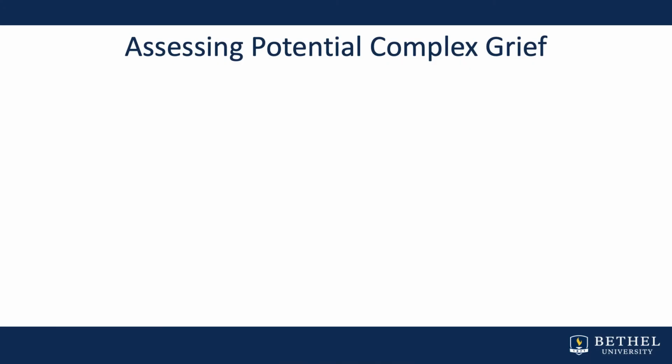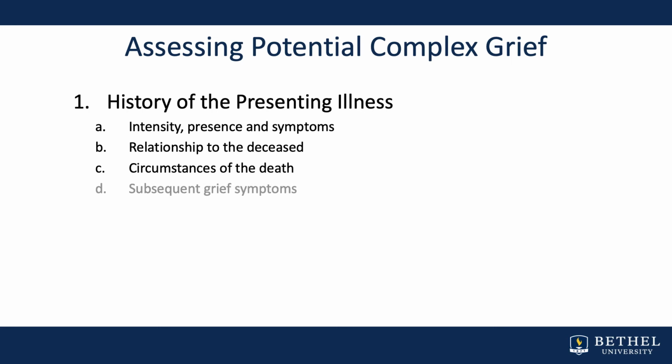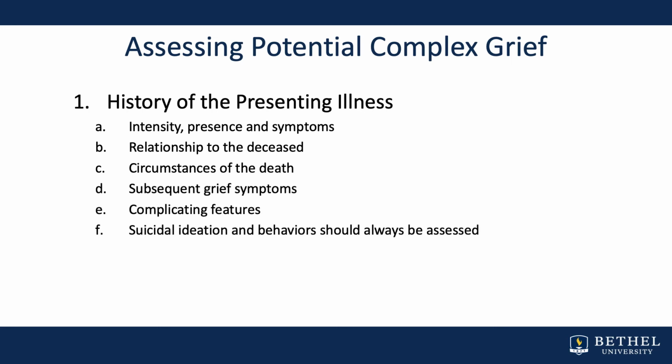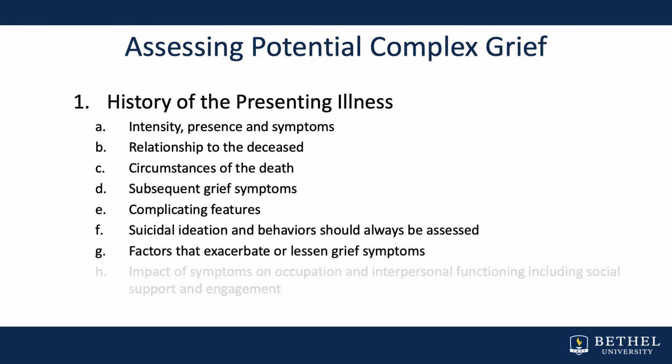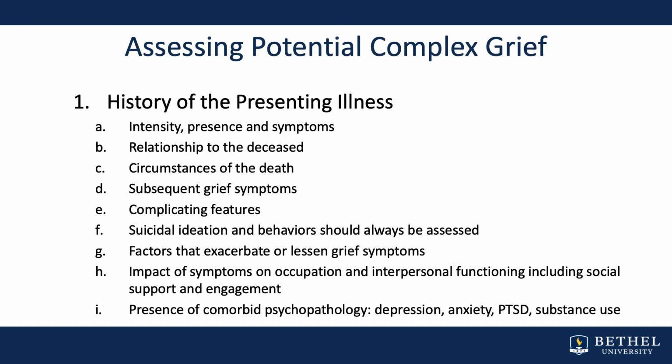When assessing a patient or client for potential complex grief, you would consider, first of all, the history of the presenting illness, such as intensity, presence and symptoms, relationship to the deceased, circumstances of the death, subsequent grief symptoms, complicating features. Suicidal ideation and behavior should always be assessed. Factors that exacerbate or lessen the grief symptoms. Impact of symptoms on occupation and interpersonal functioning, including social support and engagement. Presence of comorbid psychopathology like depression, anxiety, PTSD, and substance use.